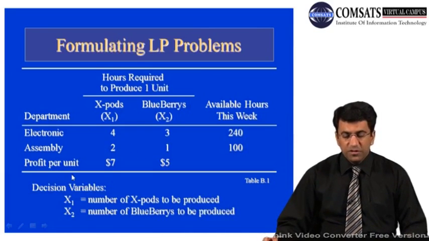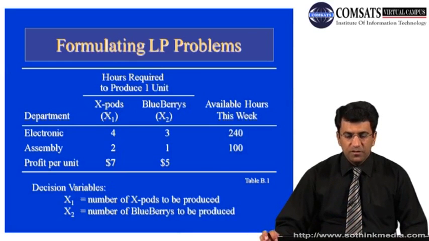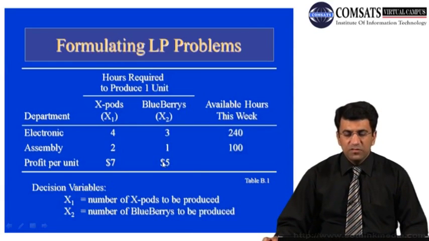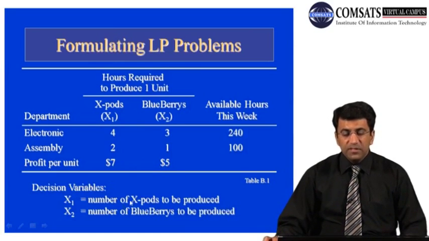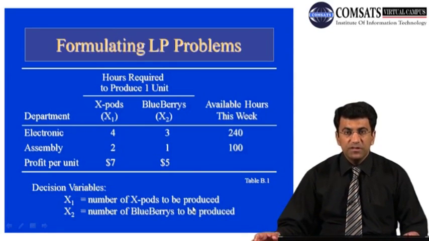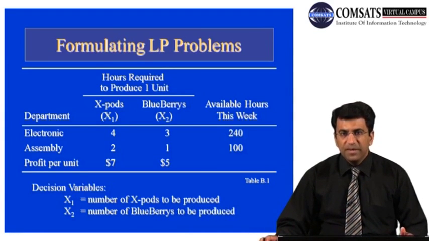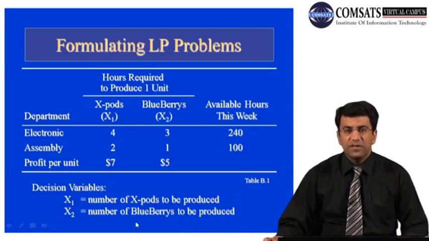Now profit per unit. There is a $7 profit on 1 unit of export. If you are able to produce 1 unit of blueberry, then the profit will be $5. So these are our profit-related figures. Then in this case, what are our decision variables? As I said, the number of exports to be produced. This is to be determined through this method: what units of X1 and what units of X2 should be produced by the manager so that the profit may be maximized. So this is all about this table.